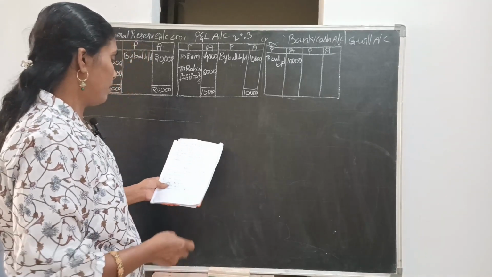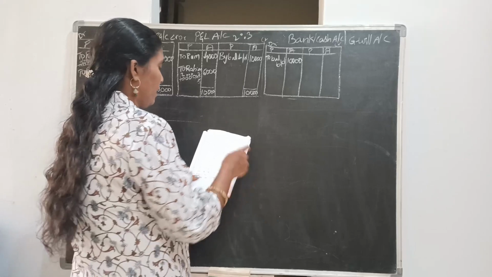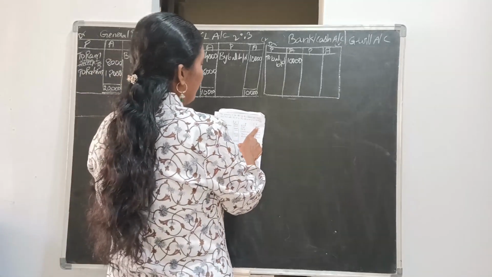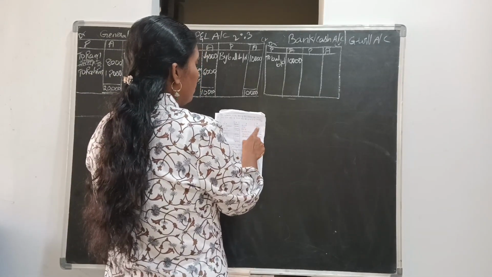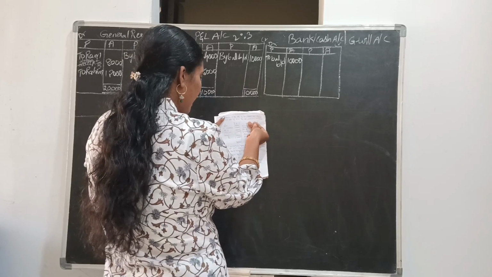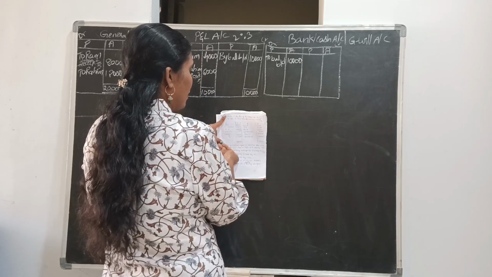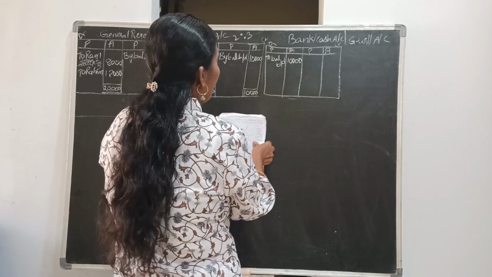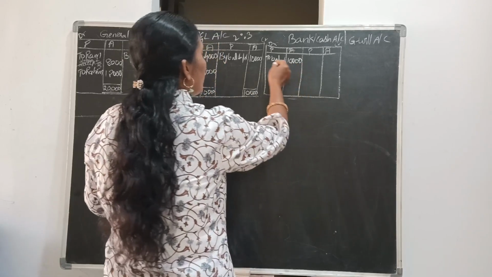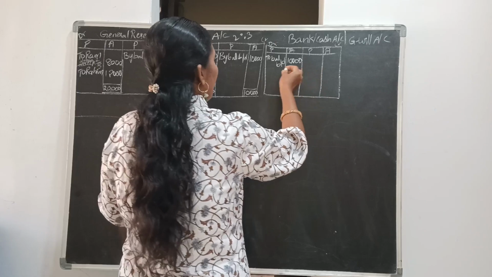Bank is 10,000, which is on the right side, so we will post it on the opposite side, that means the debit side. To bank, to balance brought down, 10,000.